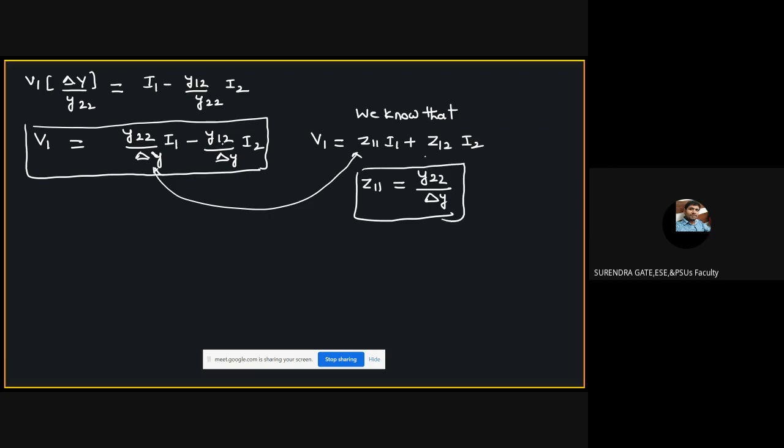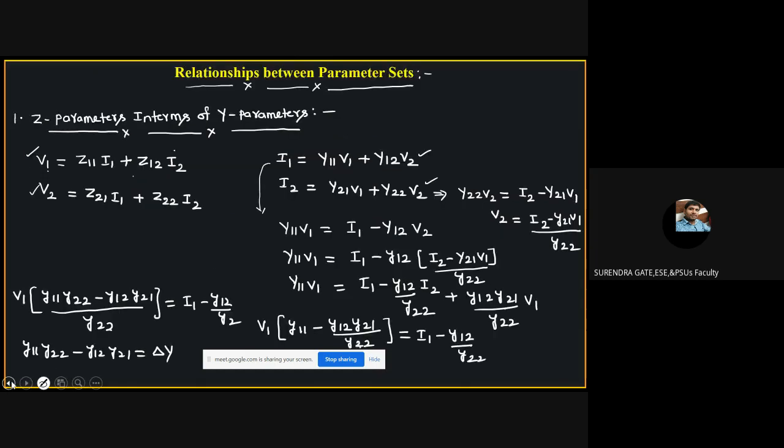Then what is the Z12, students? Z12 equal to minus Y12 by delta Y. Is it clear? Minus Y12 by delta Y. Like this, I derived the Z12 and Z11. But you know that Z12 equal to Z21. Now in order to derive the Z21 and Z22, you want to write V2 in terms of which one, students? V2 in terms of I1, I2 you want to write.